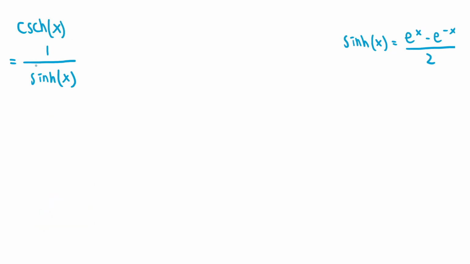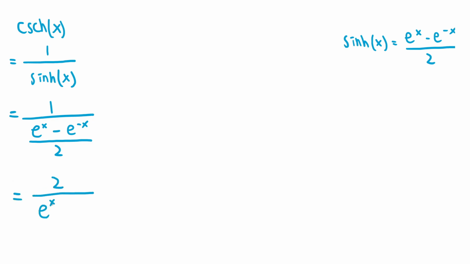Cosech of x is defined as 1 over sinh of x, and since sinh of x equals e to the x minus e to the negative x all over 2, we can rewrite this as 1 over e to the x minus e to the negative x all over 2, and if we simplify the complex fraction by multiplying both the numerator and denominator by 2, this just becomes 2 over e to the x minus e to the negative x. So cosech of x is equal to 2 over e to the x minus e to the negative x.